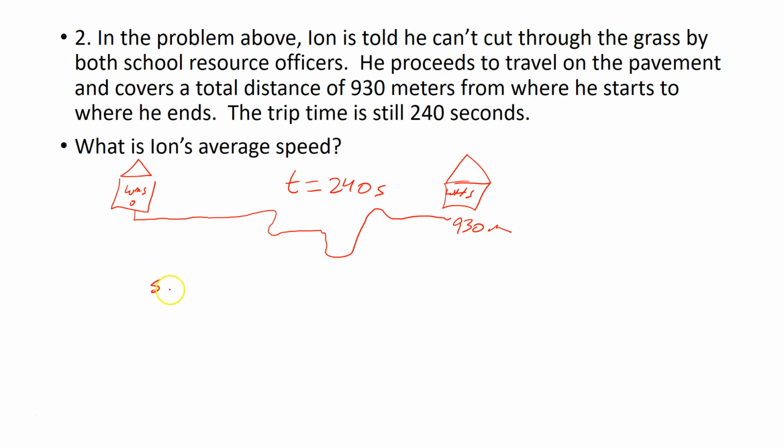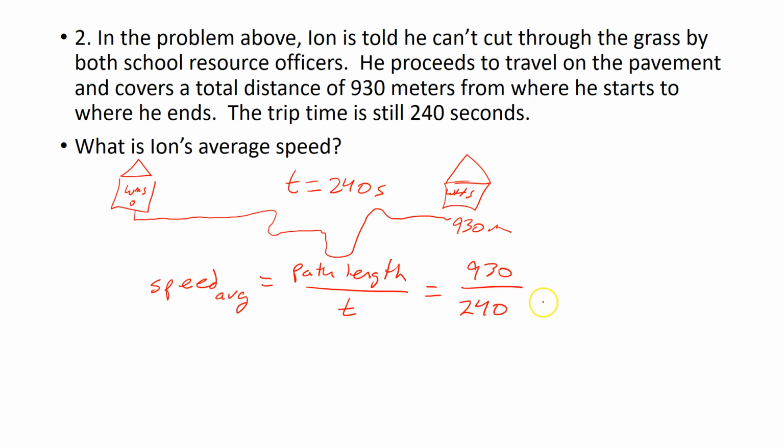Let's go ahead and use our equation, which is average speed. So remember, this is not velocity. There's no direction with it. We're just looking at the overall path length. And we're going to divide that by the total time. Our path length here is 930 meters, and we know our time is 240 seconds. So you should end up with an average speed of 3.88 meters per second, and that's number 2.